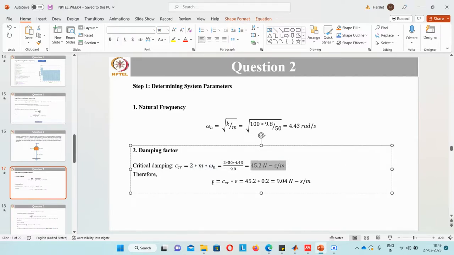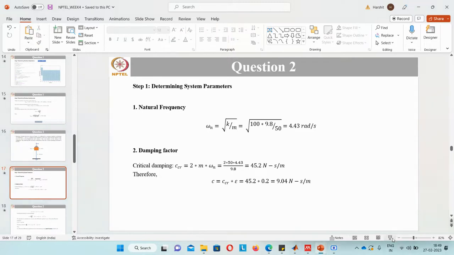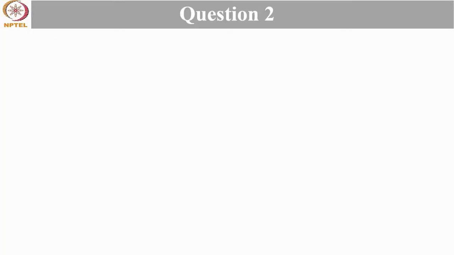And then the damping coefficient will be given by critical damping into damping factor. So it will come out to be 45.2 into 0.2, which is equal to 9.04 Newton second per meter. Okay, so these are the system parameters that we define.